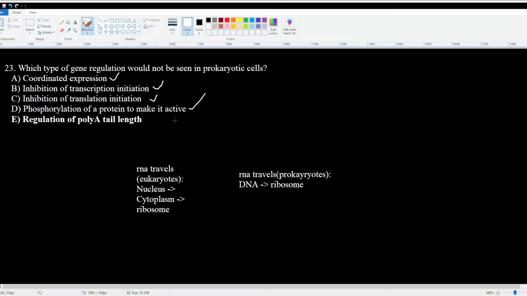That's just what phosphorylation does. Remember kinases? That's what phosphorylates something. Either make something active or deactivate something. In any case, what are we talking about? A poly A tail doesn't have to exist on an RNA in a prokaryote because it simply doesn't need it. Hence, E is the right answer.